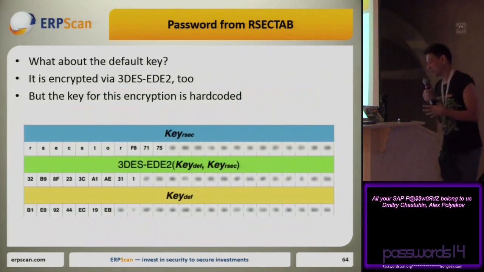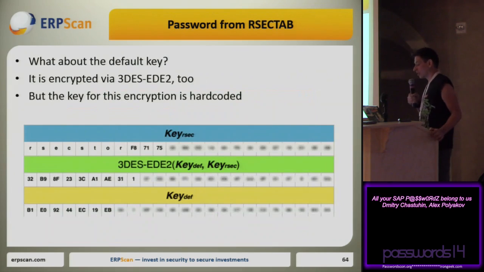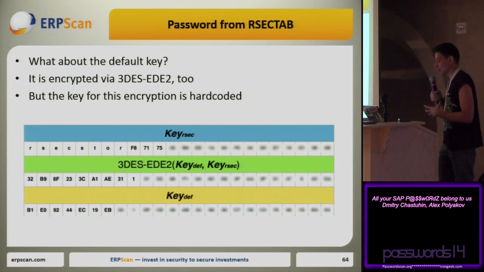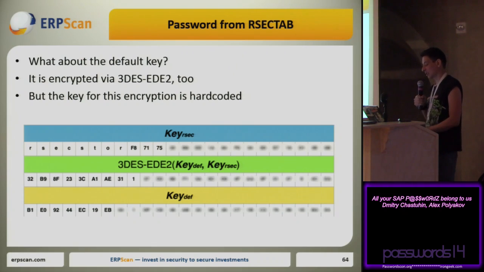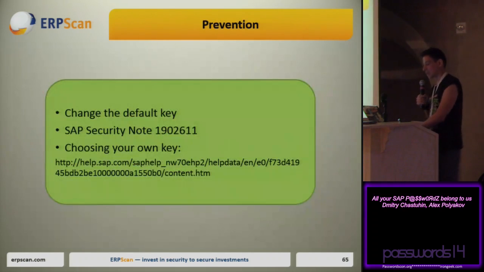What about the default key? It is encrypted via SSF DES, but the key for the encryption is hard-coded. So the SAP system stores the encrypted key and before the first round decrypts this key using another hard-coded key. That's how we get the default key value. After that, we can decrypt the second round of encryption, and as a result, we get information which allows us to generate the second key and decrypt the first round, and we get clear text data from ABAP security storage.